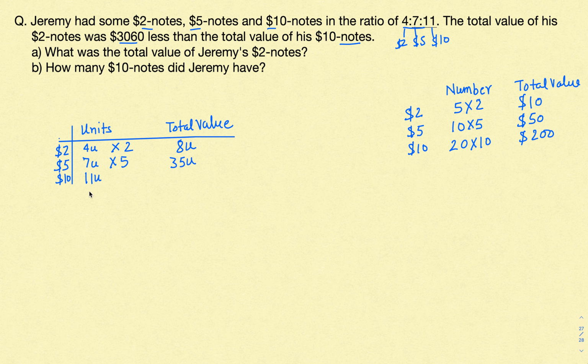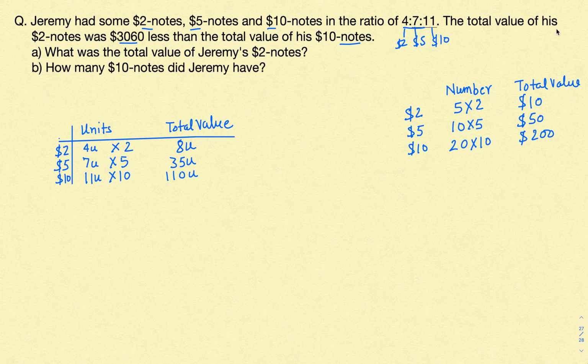Okay, and same way, we have 11 units of $10 notes. So its value will be 11 times 10. That will give you 110 units, right? So the total value of $2 notes is 8 units. The total value of $5 is 35 units, and the total value of $10 is 110 units. Okay, now with this information, let's read the question further.